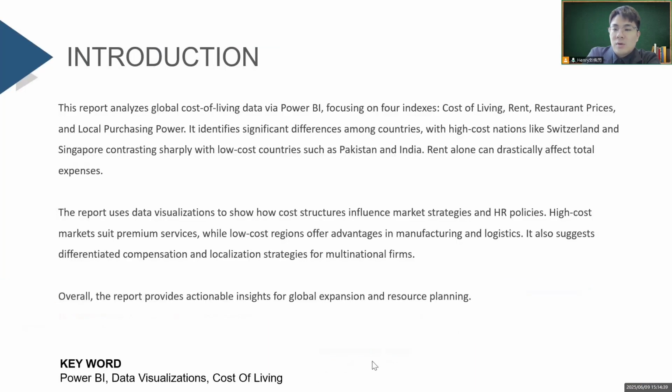This report looks at global cost of living data using Power BI. We focus on four main indexes: cost of living, rent, restaurant prices, and local purchasing power. We found that some countries like Switzerland and Singapore have very high living costs, while others like Pakistan and India are much lower. We use charts and graphs to show how these differences affect business decisions, such as market entry.